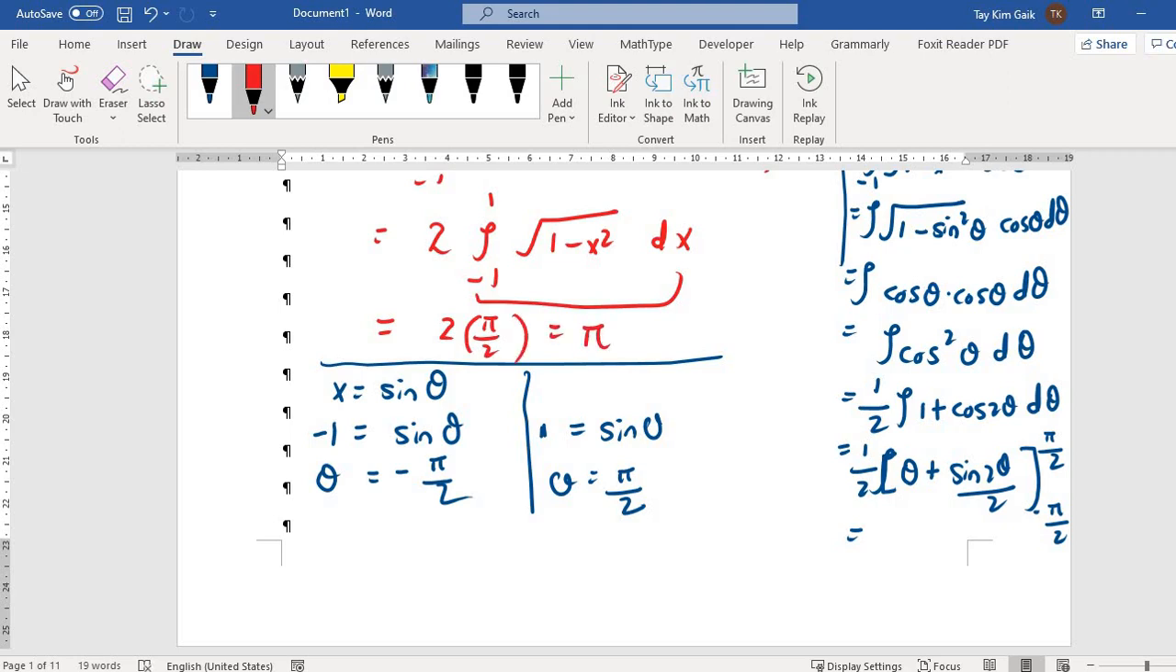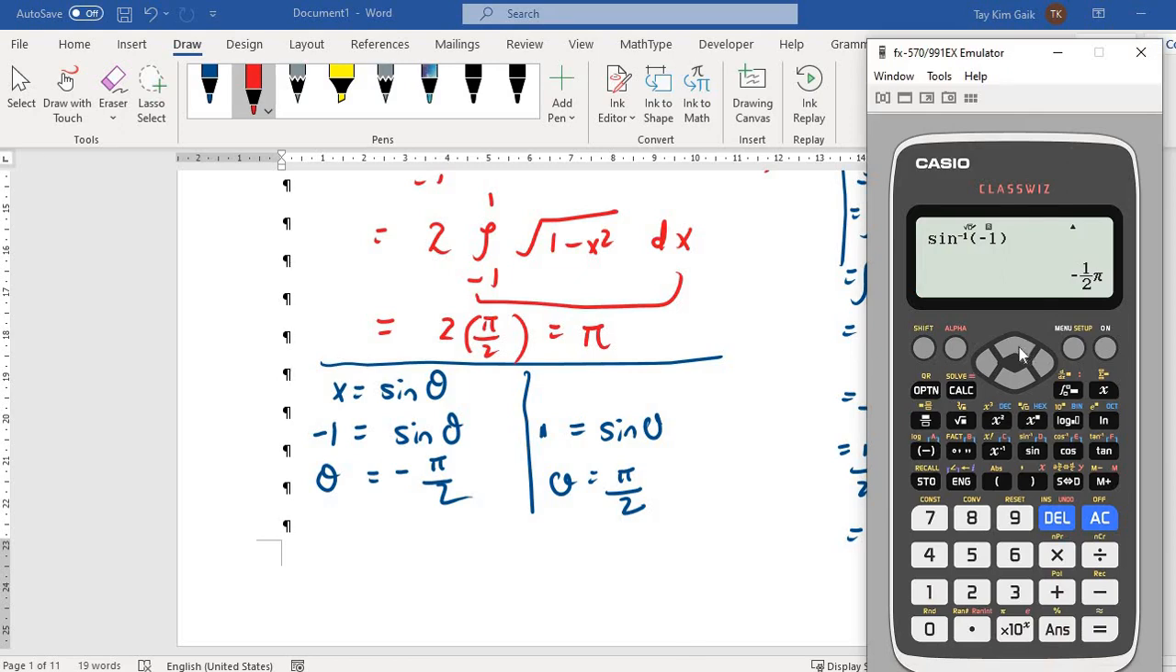Okay, this is manually. And this one, using the scientific calculator straight away here, you get 1.5707. This is actually pi over 2. This integral you get pi over 2. So you get 2 times, and so the answer is pi.